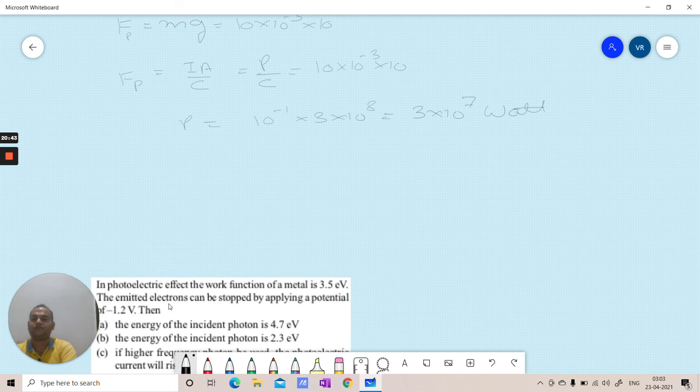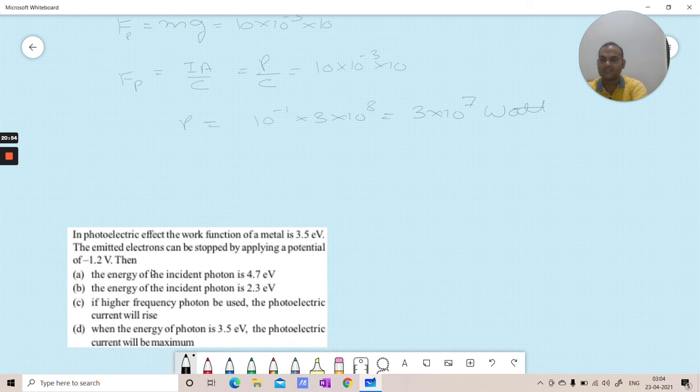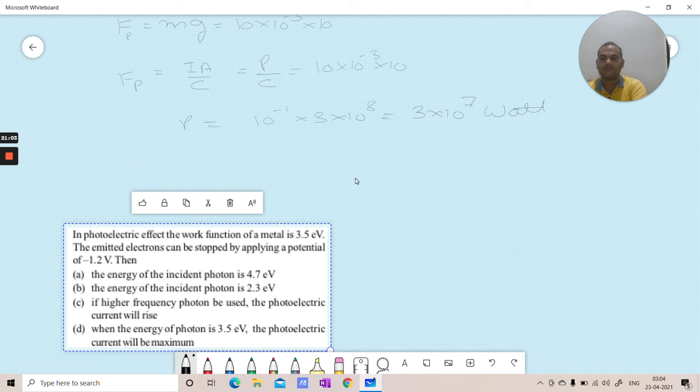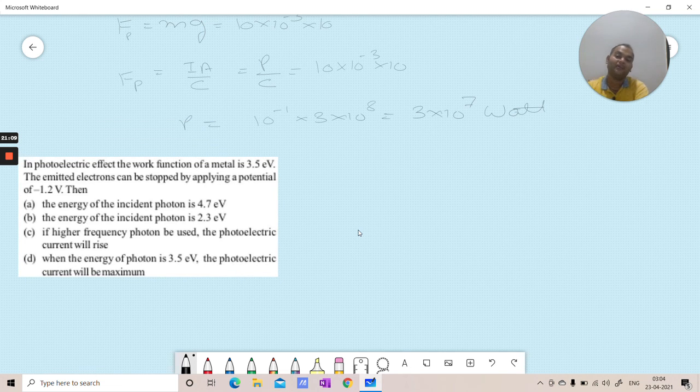Now we have the photoelectric effect. The question says that in the photoelectric effect, the work function of a metal is 3.5 electron volt, and the emitted electrons can be stopped by applying a potential of minus 1.2 volts. Now this is a very easy, very basic question. If you just know the theory, you will be able to crack this question. We did this before, we'll do it now.